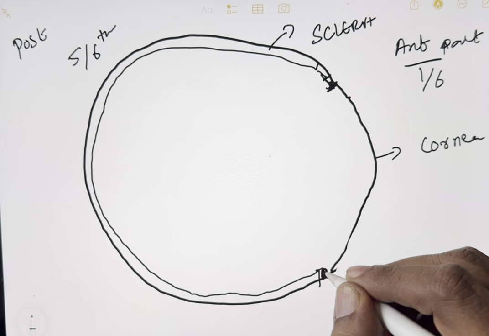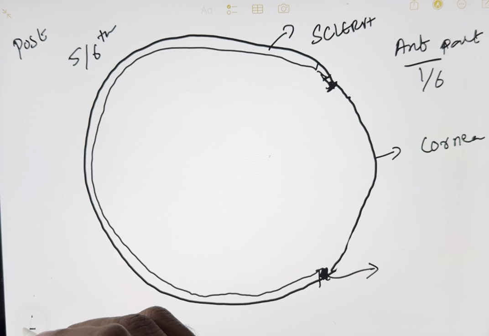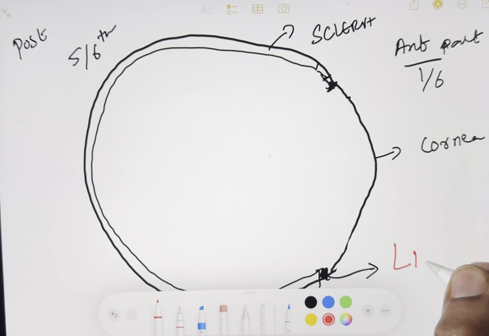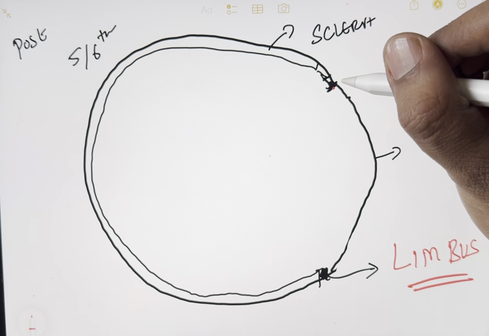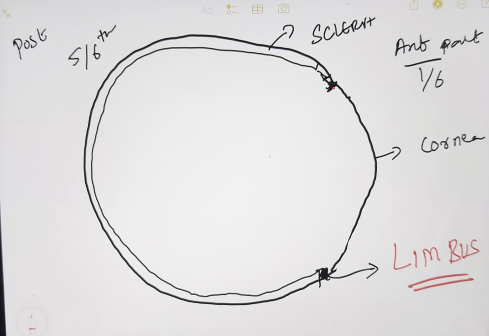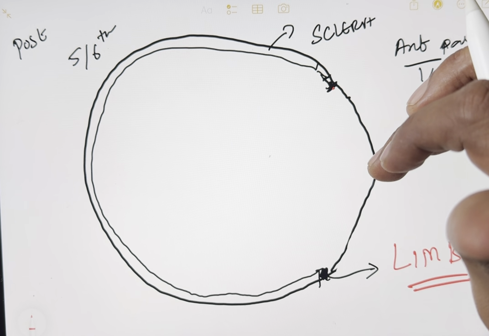The junction between the cornea and the sclera is known as the corneoscleral junction. The name given to this corneoscleral junction is limbus. Remember this terminology: limbus. It is nothing but where the cornea meets the sclera. So this is all about this outer coating, cornea and sclera.